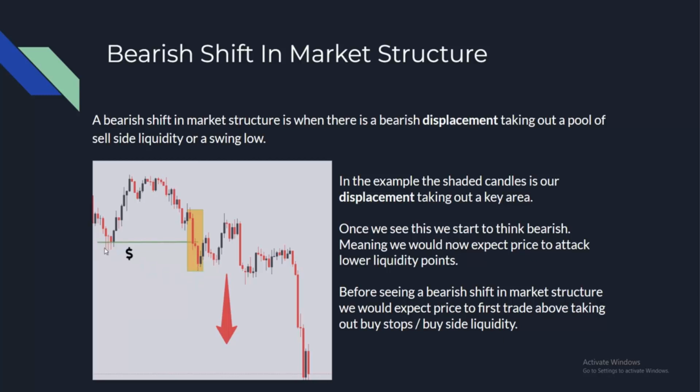So in this example, price took out the sell side liquidity. That means price is gonna be bearish as the bias. That there's a bearish shift in market structure because we've seen this. So once we've seen that displacement taking that out, we would start to think bearish. So now we'd expect price to attack lower liquidity points. And obviously before expecting a bearish shift in market structure, we'd like to see price trade taking out buy stops or buy side liquidity, or price to trade into an imbalance or an inefficiency before sending price lower.